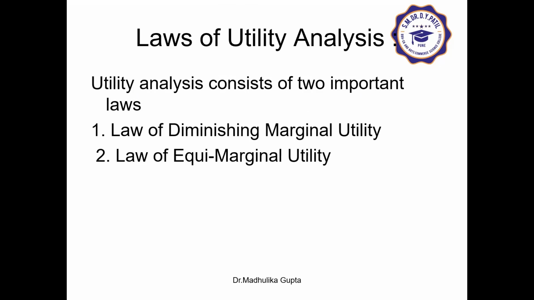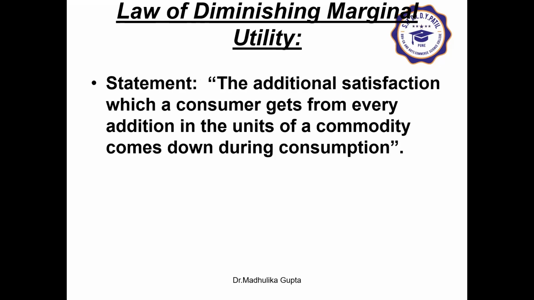Okay. Let's understand what is the law of diminishing marginal utility. As you saw in the table above, the additional satisfaction which a consumer gets from every addition in the units of a commodity comes down during consumption. You understand? It comes down. The law of diminishing marginal utility is an important law of utility analysis. This law is related to satisfaction of human wants. All of us experience this law in our daily life, right?